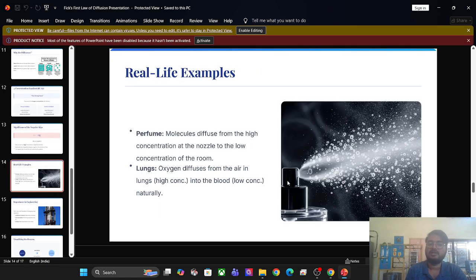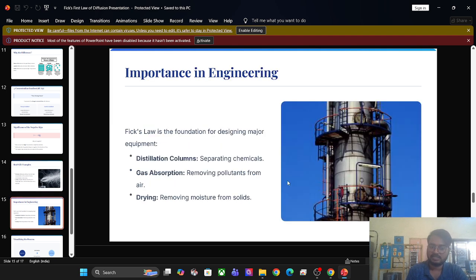Next, real life examples. Like we said, perfume molecules diffuse from the higher concentration at the nozzle to the low concentration in the room. In the lungs, oxygen diffuses from the higher concentration in the air into the blood, which has low concentration. Importance in engineering: Fick's first law is the foundation for designing major equipment like distillation columns, gas absorption, and drying. In a distillation column, chemicals are separated; in gas absorption, pollutants are removed from air; in drying, moisture is removed from solids.